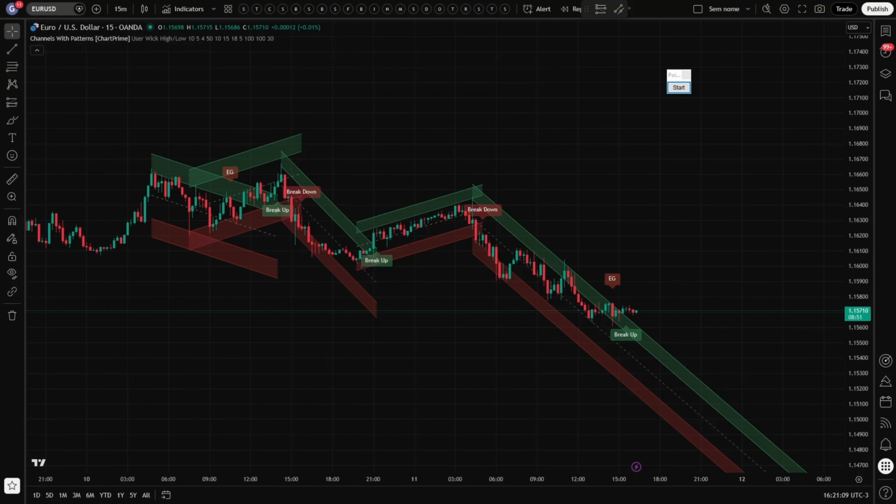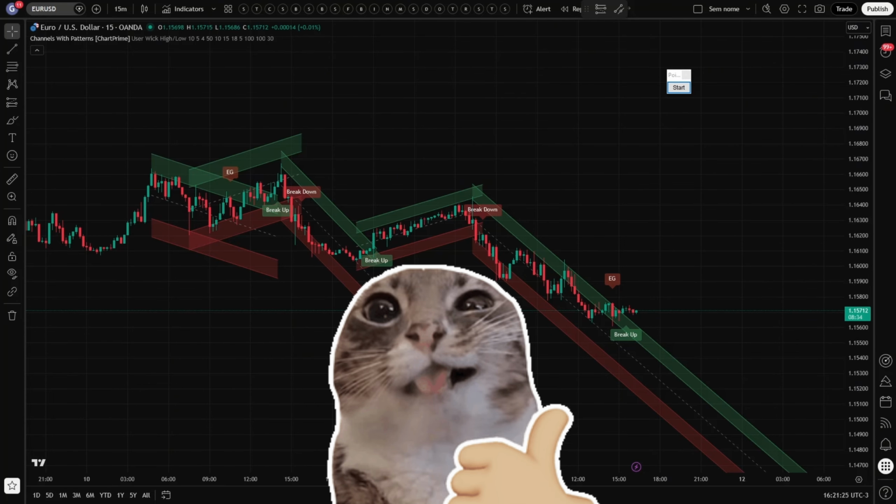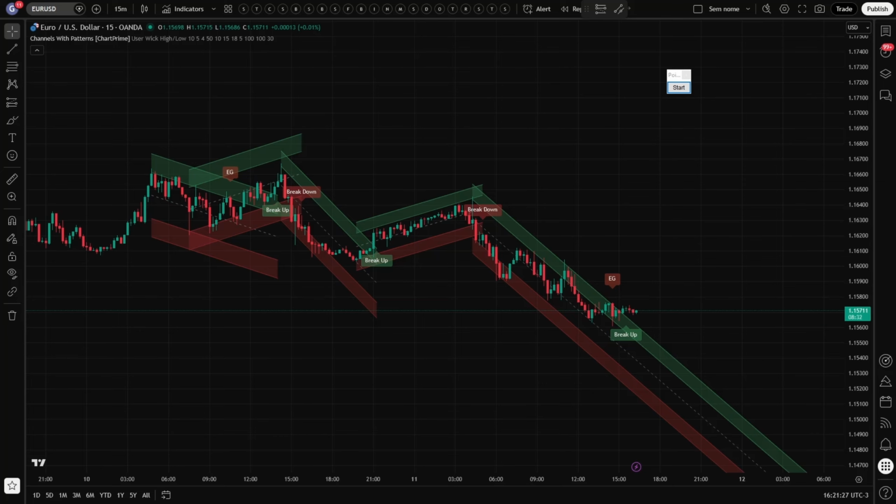The candlestick patterns it usually highlights include EG, which stands for engulfing, and H, which represents a hammer. These signals only appear when the price is touching or very close to the edges of the channel. This serves as an additional confirmation of a possible reversal, but you don't have to rely solely on them to trade within the channel.